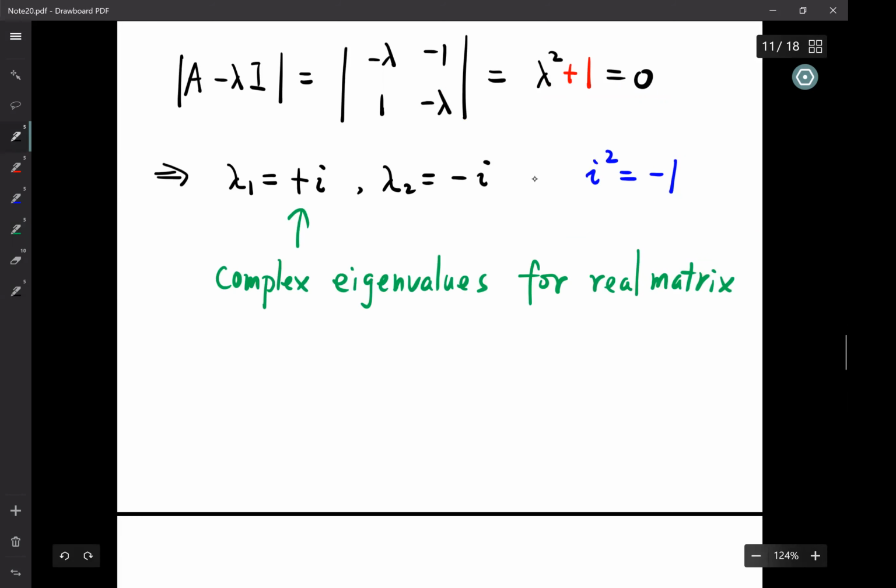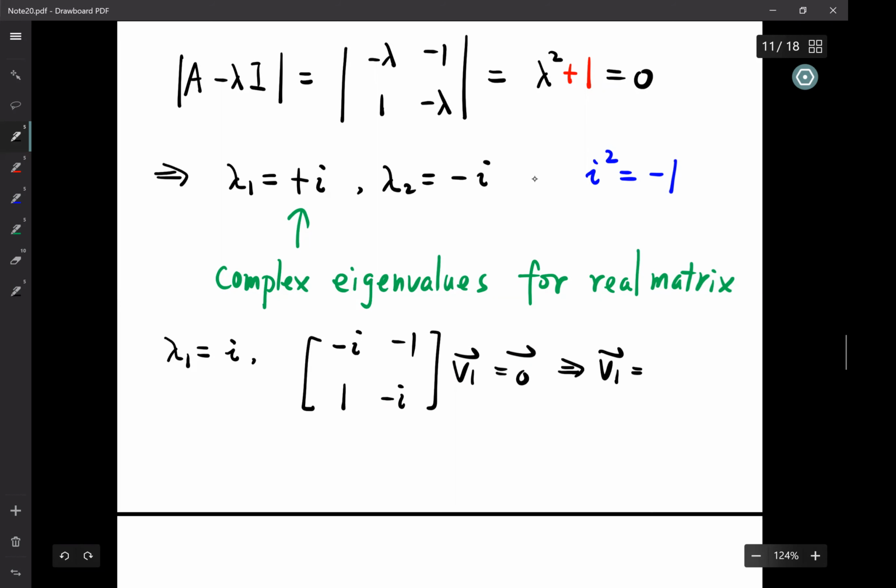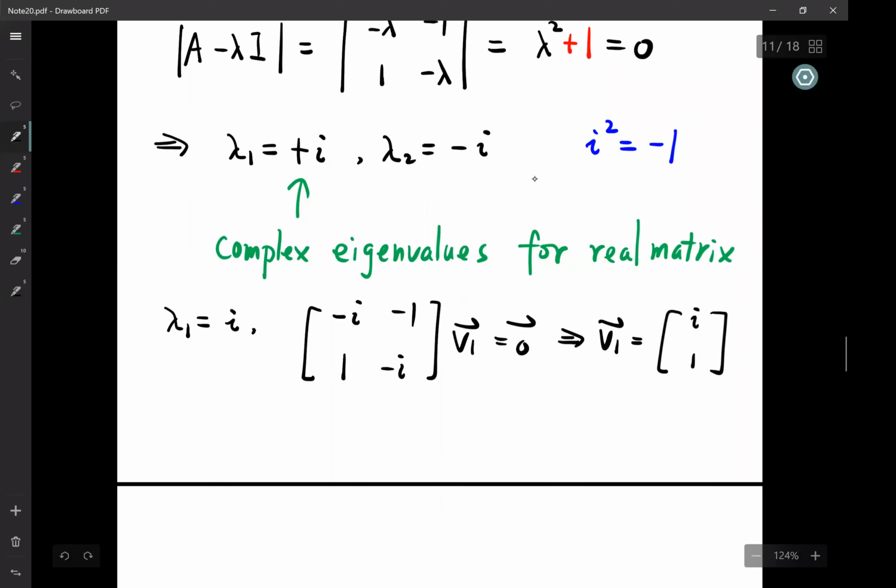Let us now find the eigenvectors. Lambda 1 equal to i. So the null space is minus i, minus 1, 1, minus i, and I want to solve for V1 equal to 0. I leave it to you as an exercise. It's a very simple thing to do. And this one is i, 1. Why? Because minus i times i is 1, minus 1, so this is 0, and i minus i is 0. So indeed, this is true.